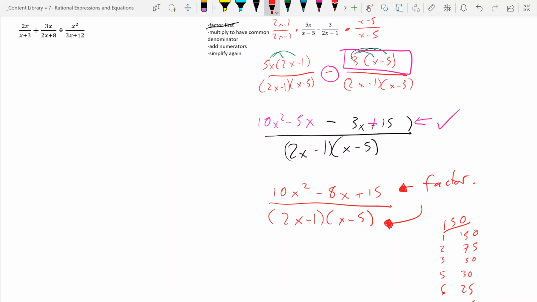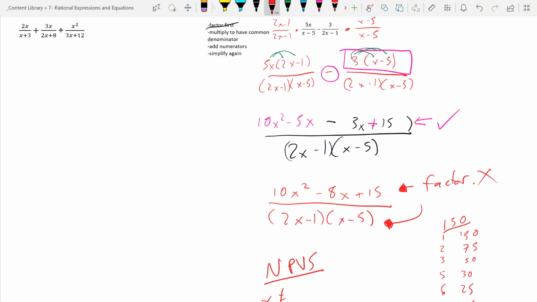Yeah, so I don't think that this factors. If it turned out to be something like that, I could cancel out the two terms that are the same. But because this can't factor, at least not that I see, we just leave it like that as a final answer. But I need to write my NPVs.